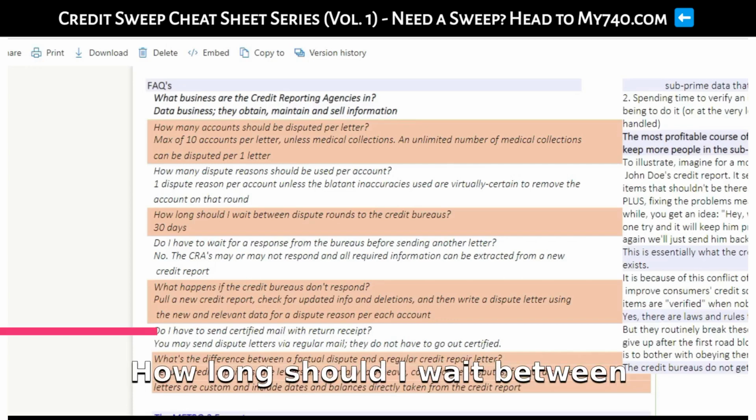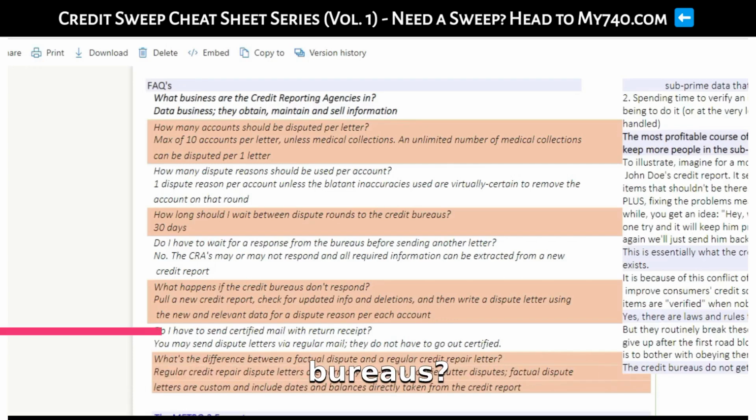How long should I wait between dispute rounds to the credit bureaus? 30 days. Do I have to wait for a response from the bureaus before sending another letter? No, the CRAs may or may not respond and all required information can be extracted from a new credit report. What happens if the bureaus don't respond? Pull a new report, check for updated info and deletions, and then write a dispute letter using the new and relevant data for a dispute reason per each account.